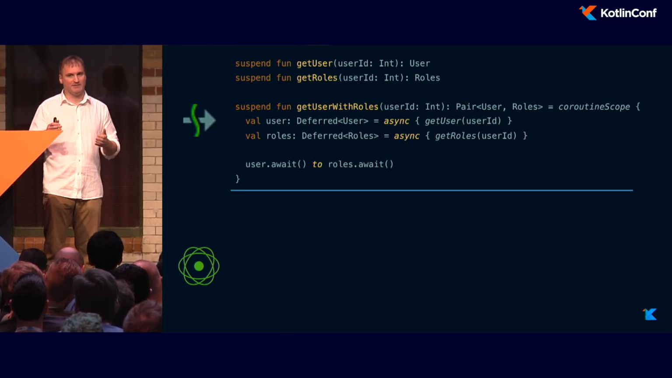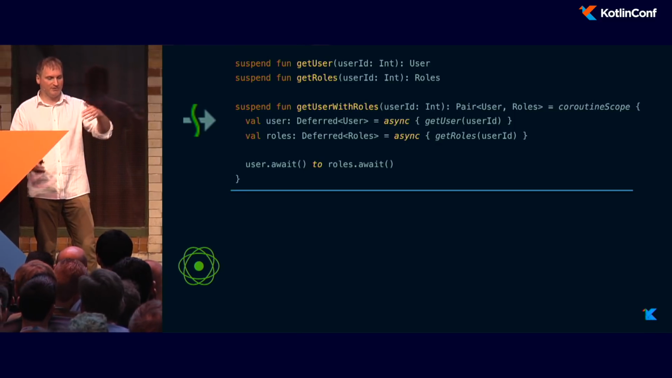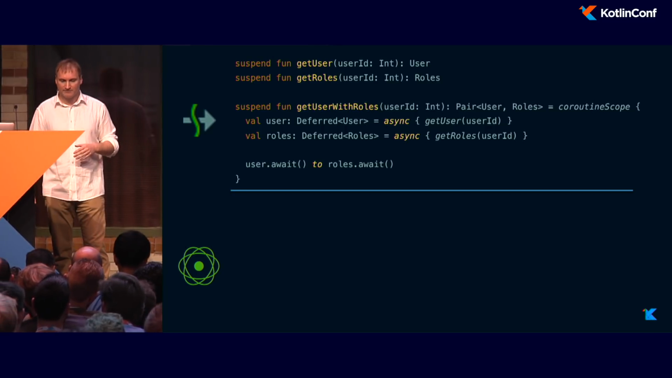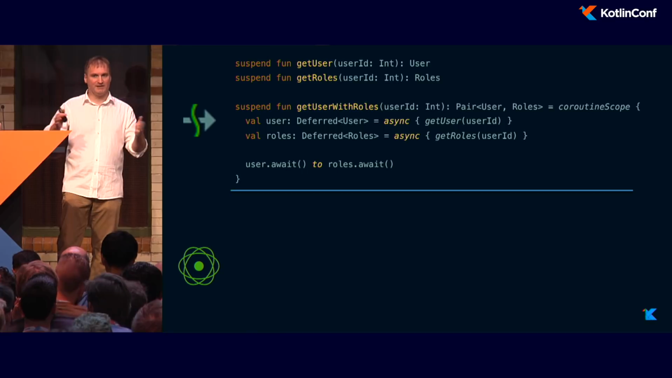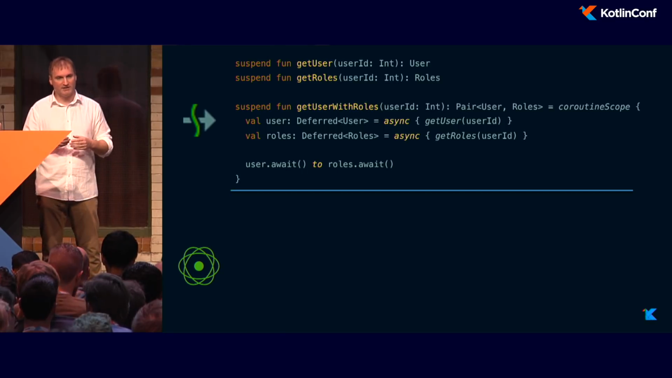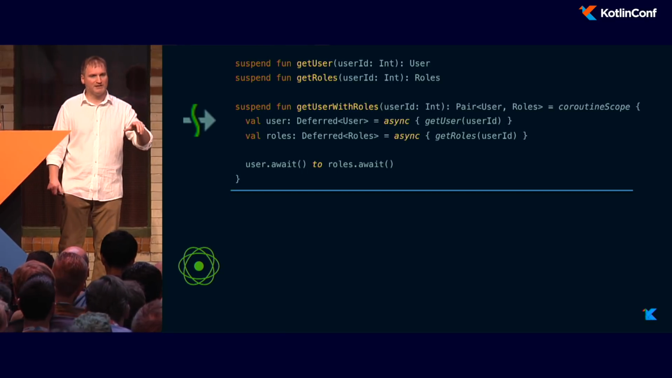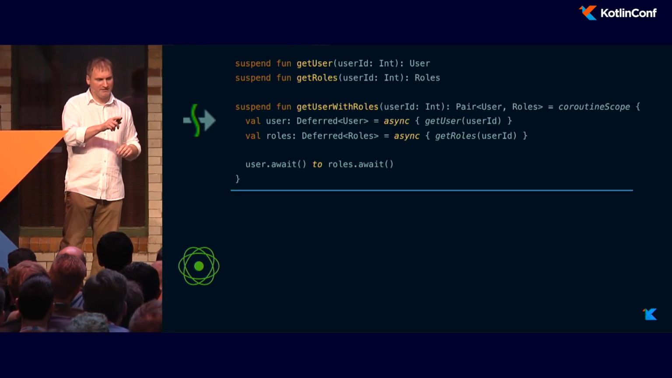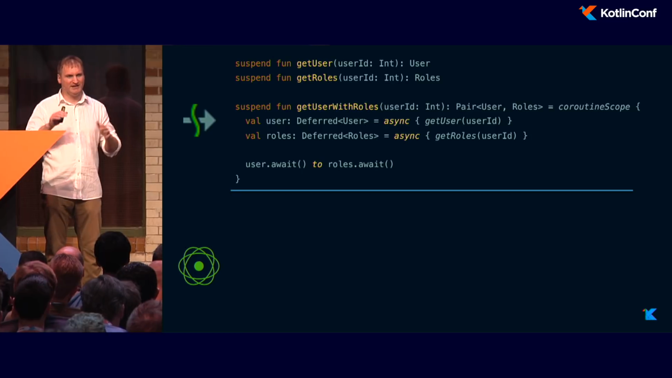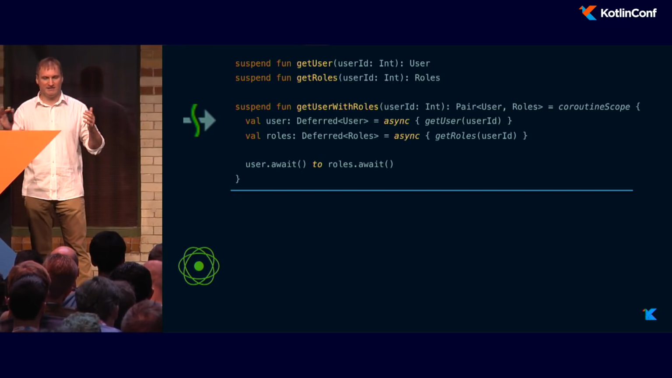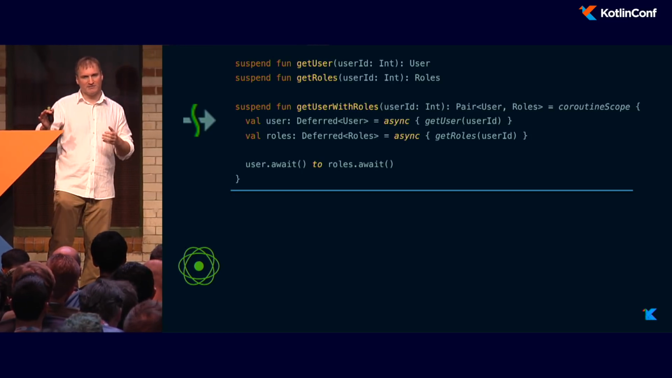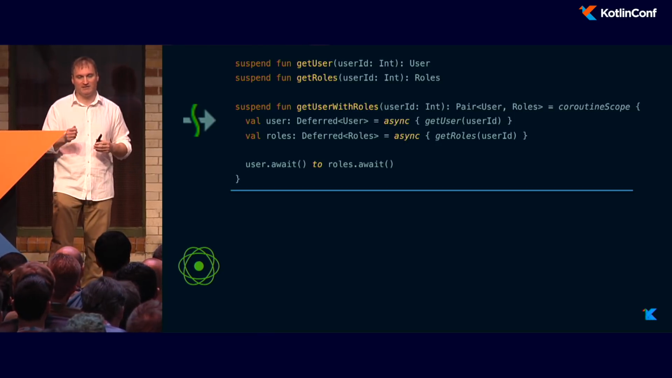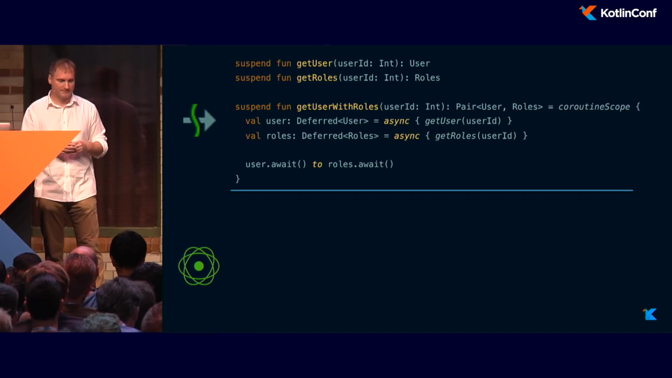So even if we have some exceptions thrown during the execution of either get user or get roles, the whole thing will work properly. And there's one more important thing about coroutine scopes. Imagine that the get user function takes quite a long time to execute, but the get roles function is quick and it fails. It fails almost immediately, so it throws an exception.